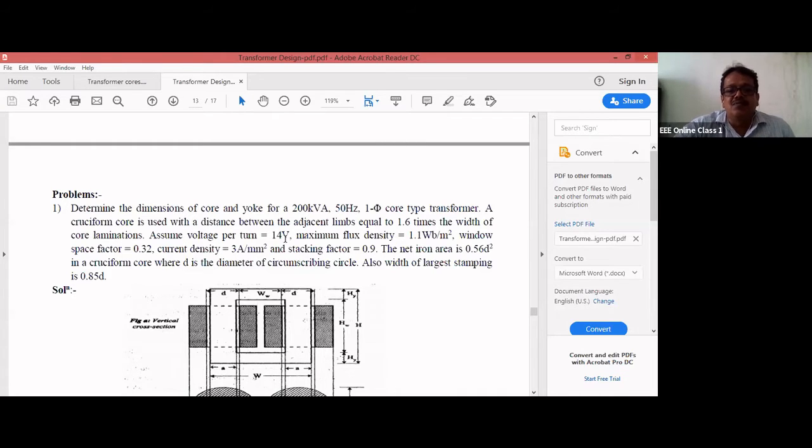Assume voltage per turn 14 volt, maximum flux density 1.1 Weber per meter square, window space factor 0.32, current density 3 ampere per mm square, stacking factor 0.9. The net iron area is 0.56 d square. This net iron area is equal to AI. AI is equal to 0.56 d square. We have proved this in the previous section.